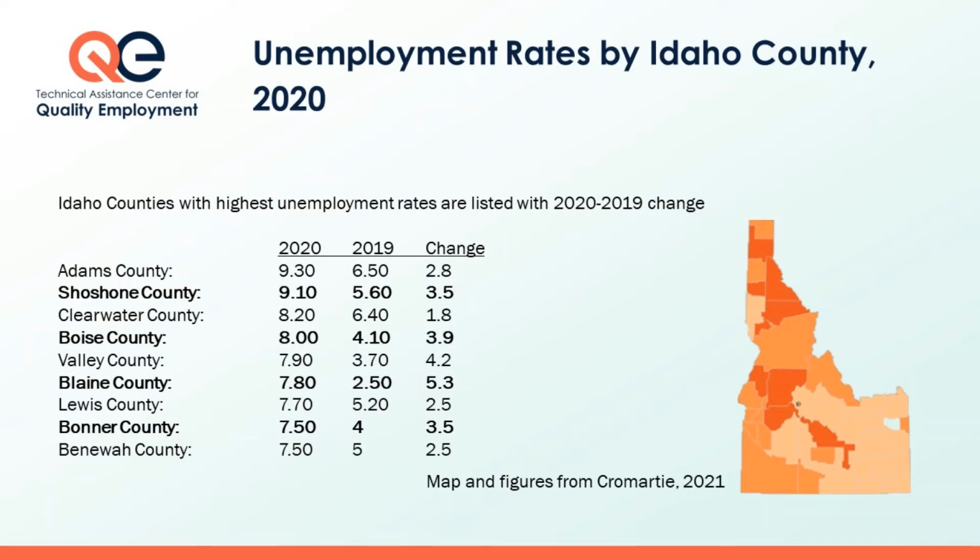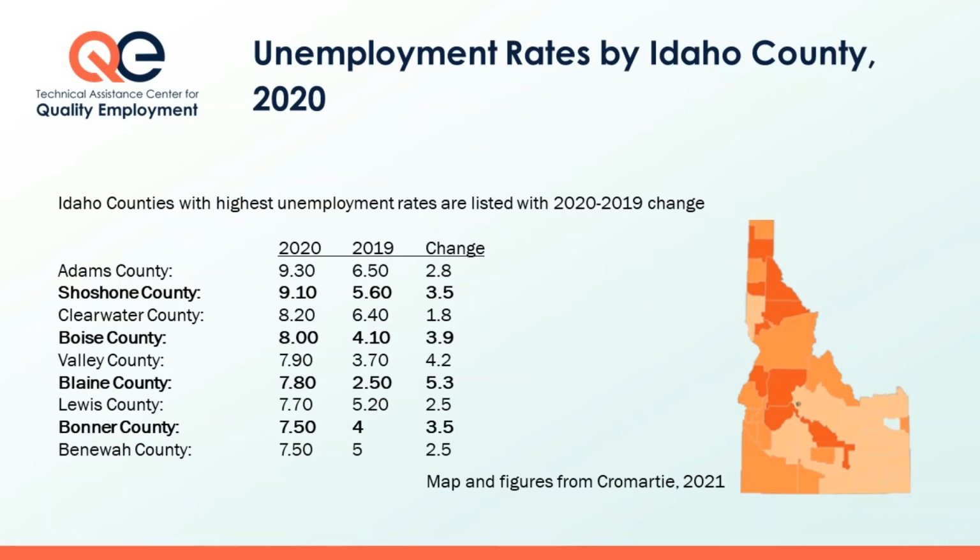Blaine County jumped the highest in unemployment from 2019 to 2020, increasing from just 2.5% in 2019 to 7.8% in 2020, a change of 5.3%. Valley County also jumped from 3.7% to 7.9% between 2019 and 2020. Boise County's unemployment jumped almost 4% in that year as well. That map is helpful, showing West and North Idaho counties with deepest unemployment. Eastern Idaho has the lowest regional unemployment.